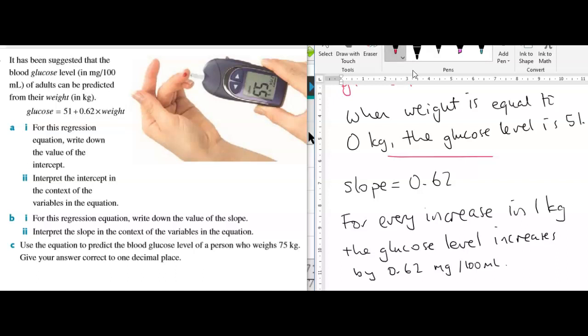This value here comes from your explanatory variable. We're always going across, so that's your explanatory variable. We're either going up if your slope is positive or down if your slope is negative.